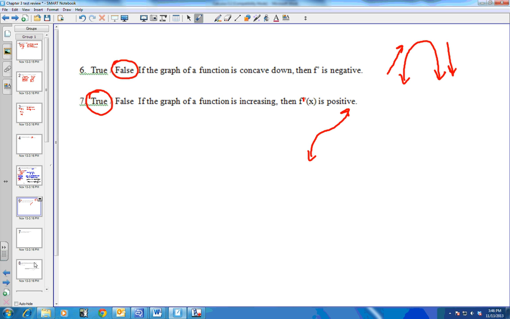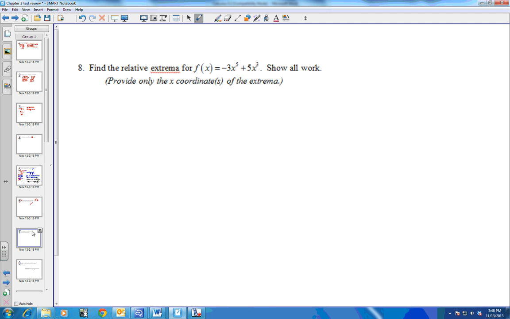Alright, number 8. Find the relative extrema for, and it gives us the equation. So relative extrema are our maxes and mins. We know we do that by finding the derivative and setting it equal to 0 for our critical points, or where our derivative is undefined.